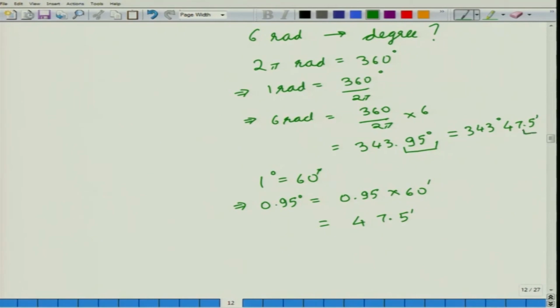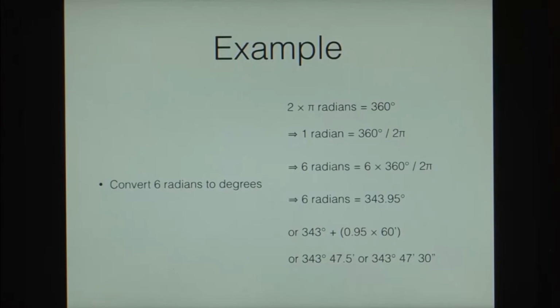Now, we could stop here or we could convert these 0.5 minutes into seconds as well. Now, 1 minute is equal to 60 seconds. So, 0.5 minute is equal to 0.5 into 60 seconds, or 30 seconds. So, this value is also equal to 343 degrees, 47 minutes and 30 seconds. In this way we can convert from degrees to radians and vice versa. Here is how the calculation goes.